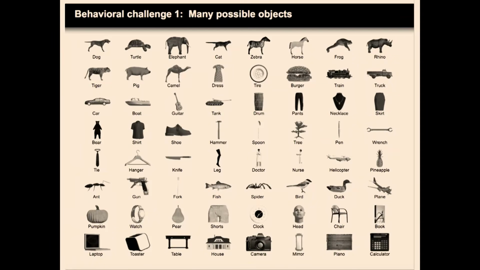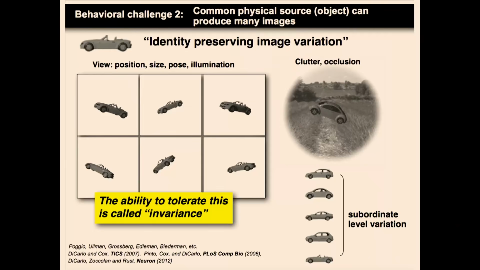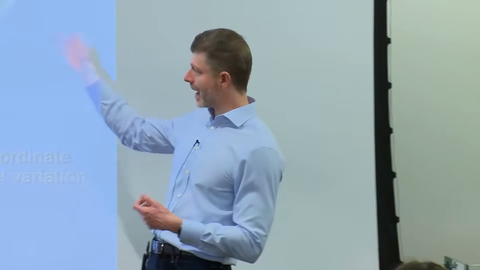All right, so why is the problem hard? One reason is that there are lots of different kinds of objects that you can recognize. This is just a small subset of possible things, different types of animals, different types of objects. There are lots and lots of things that you can ascribe names to. Another reason it's hard is that the same physical source in the world can produce many different types of images. You can vary the position, the size, the pose, the illumination directed towards an object, the background that it's on.